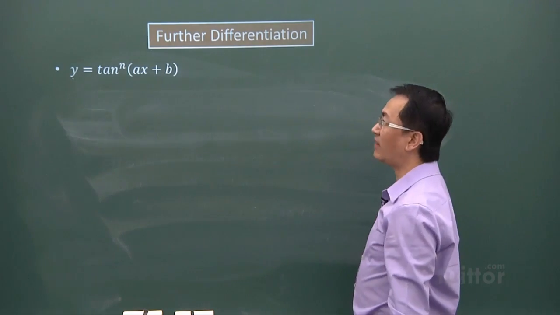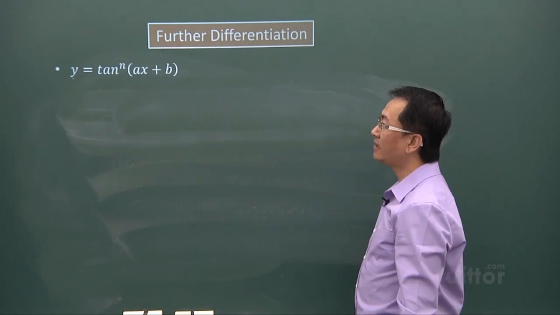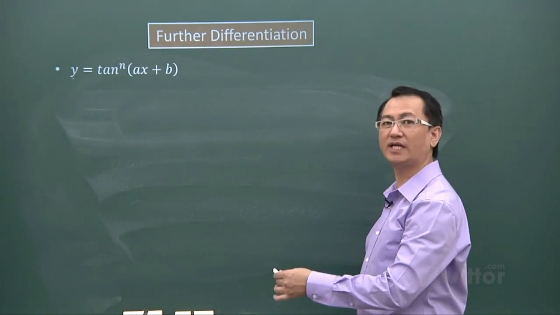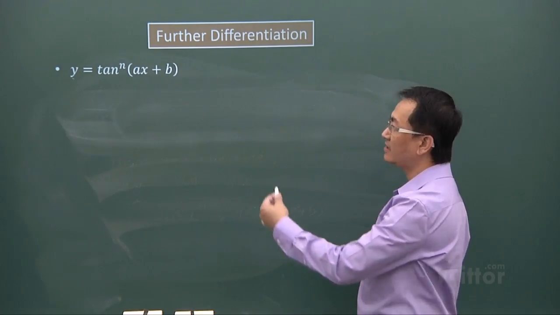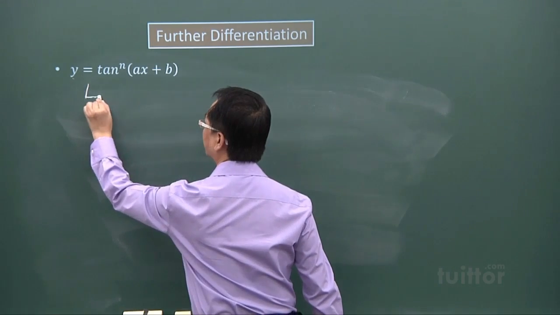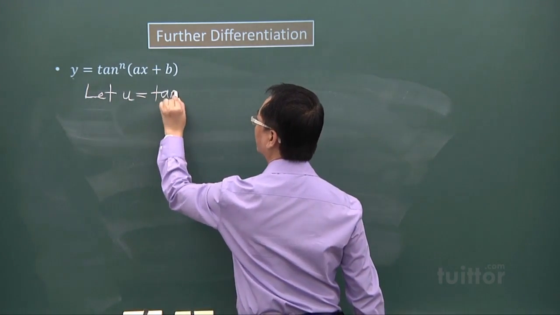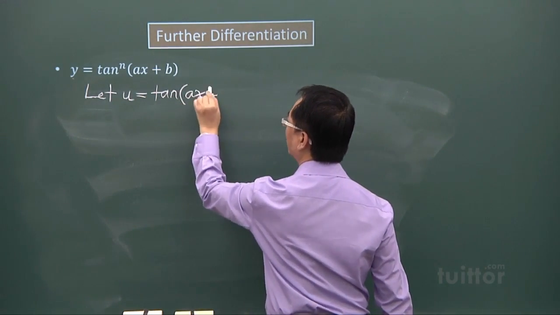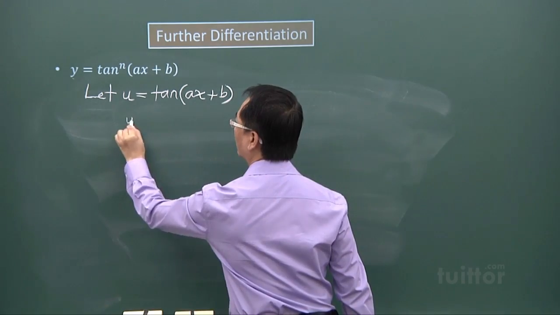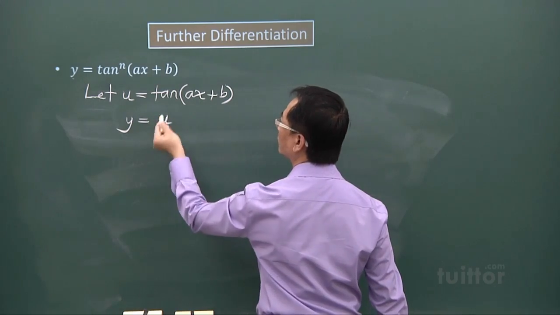Just as a way to revise, the shortcut approach we have mentioned two times already. We now look at the chain rule approach, just to make sure that if you really have to do that, you remember how to do it. We let u be tangent bracket ax plus b, and your expression of y would be u to the power of n.